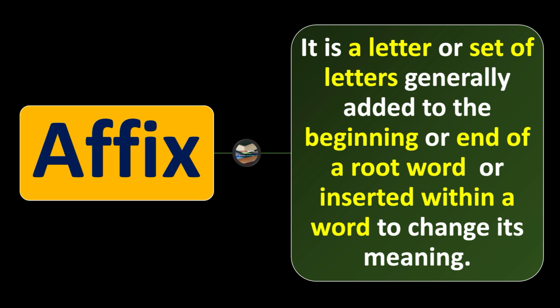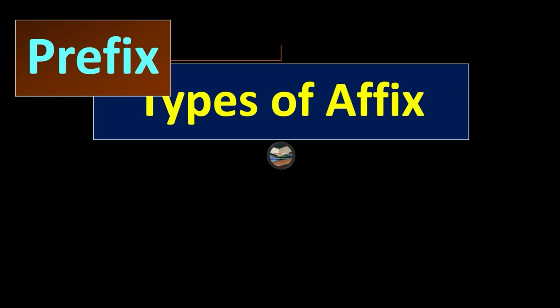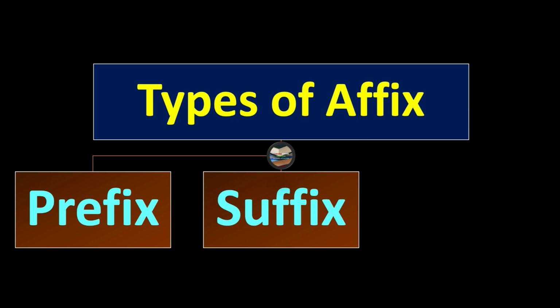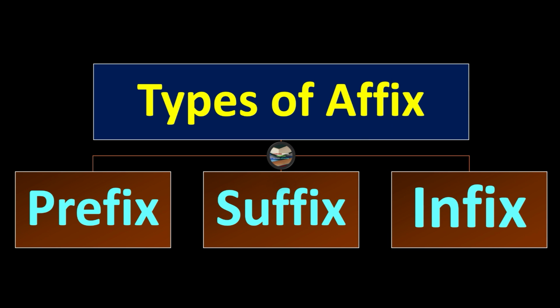It is a letter or set of letters generally added to the beginning or end of a root word or inserted within a word to change its meaning. Let's see what affix is all about through examples. Types of affix: number 1, prefix; number 2, suffix; and number 3, infix. So we have 3 types of affixes. Now let's discuss one by one in detail.